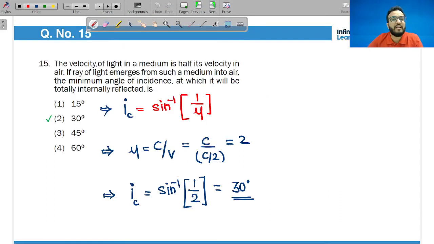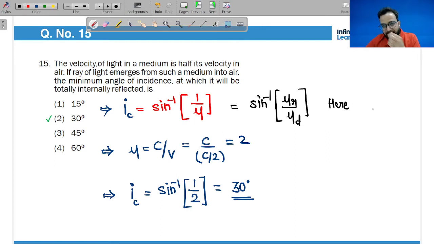Question number 15. Now they are asking for the critical angle of incidence. It is sine inverse 1 by mu. In fact, I should write it like this: sine inverse of mu of the rarer upon mu of the denser medium. And here in this question, mu of the rarer is 1 because it is air, and mu of the denser is mu, and hence I can say directly the answer is sine inverse 1 by mu.